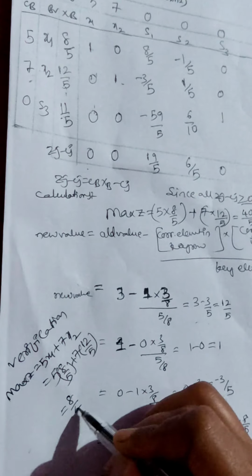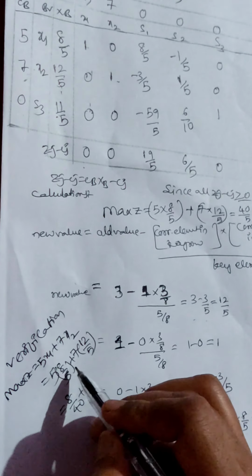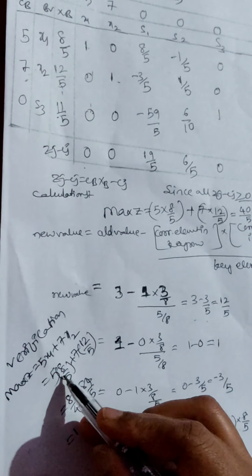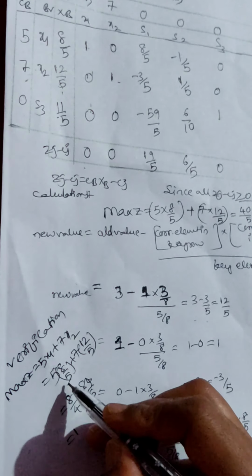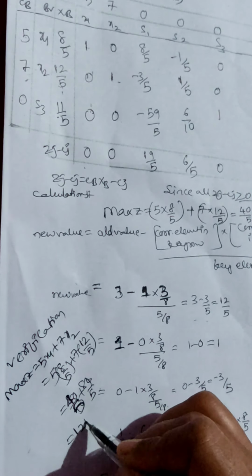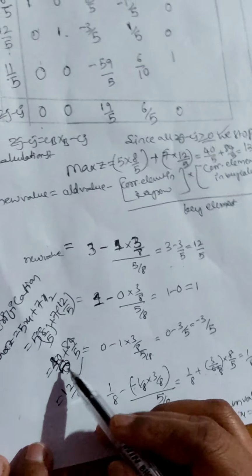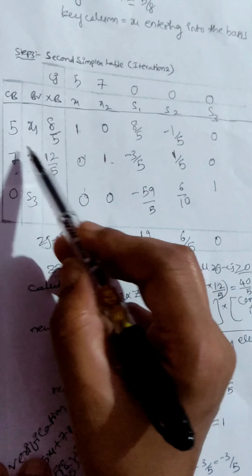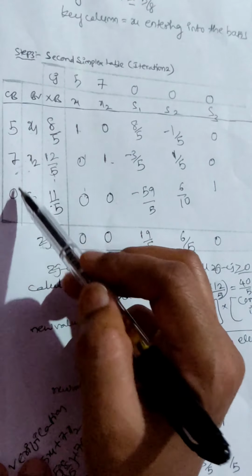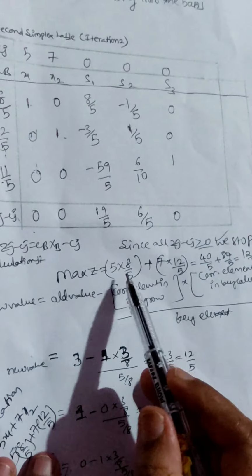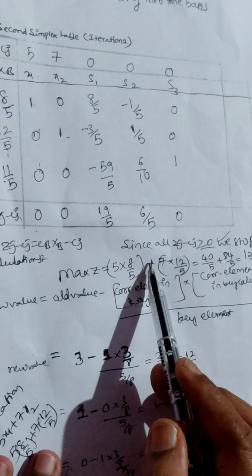So 40 by 5 plus 84 by 5, the answer is 124 by 5. So the optimum value of Z is 124 by 5 at x1 8 by 5, x2 is 12 by 5. These are the costs of basic variables and this is our solution. We have to continue the process till all Zj minus Cj are greater than or equal to 0.